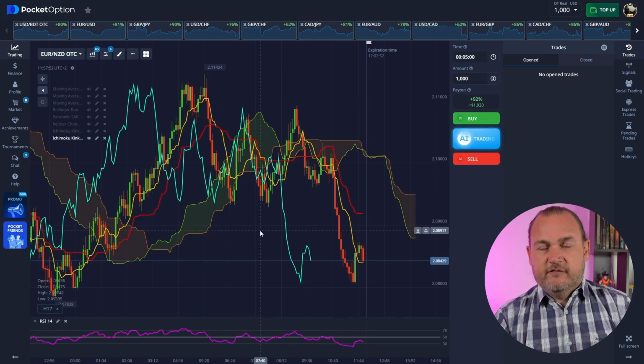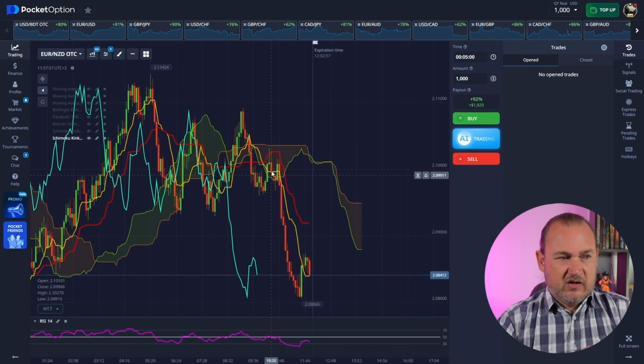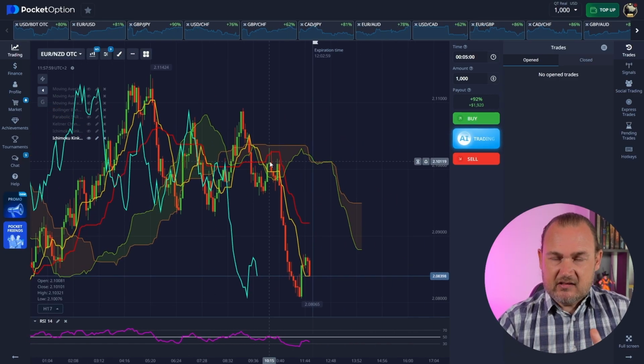So the way we're going to find entries is we're going to look at areas where price goes back to either test the cloud itself or the Kijun-sen line, which is the red one.